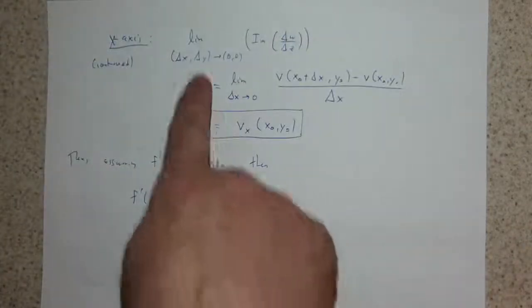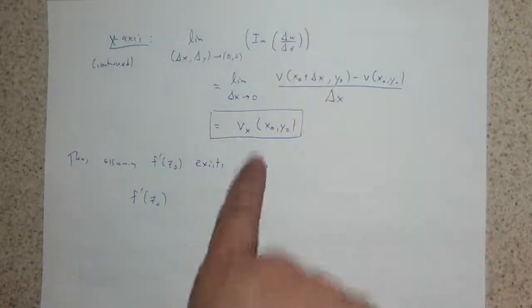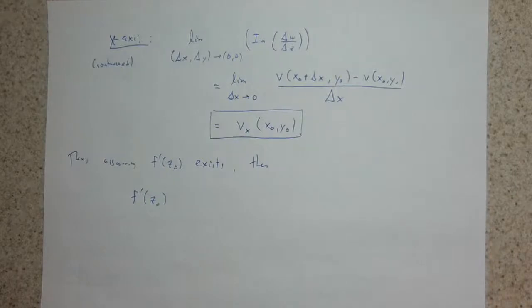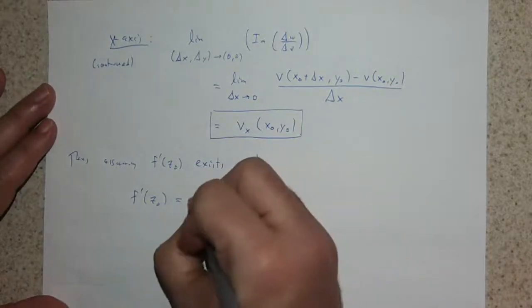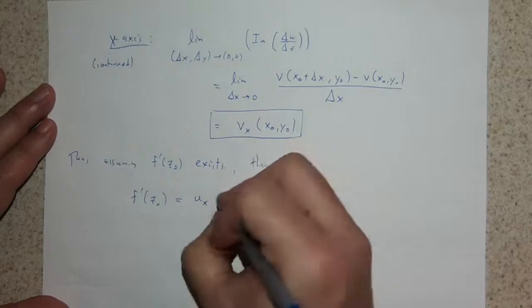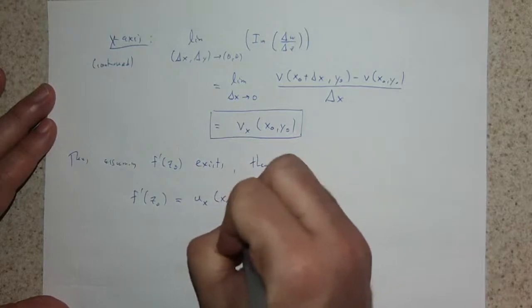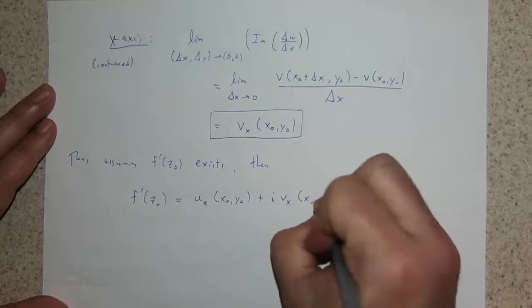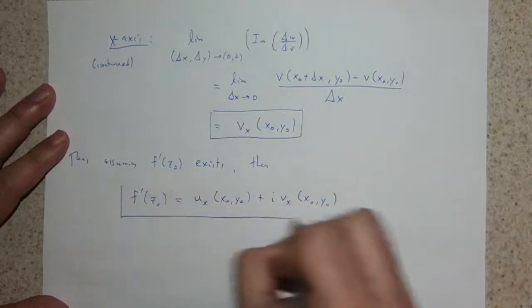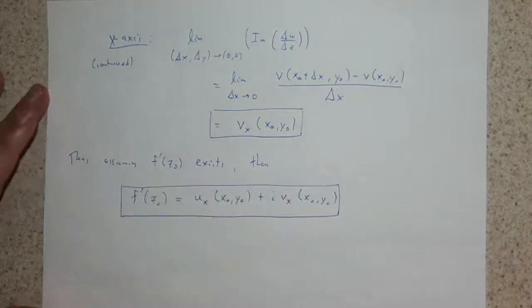And we just showed that this limit of the imaginary part of this difference quotient is the x partial of v at x naught y naught. Thus, the derivative of f at z naught is the x partial of u at x naught y naught plus i times the x partial of v at x naught y naught. This actually gives us a way of computing that derivative in terms of partial derivatives of u and v.